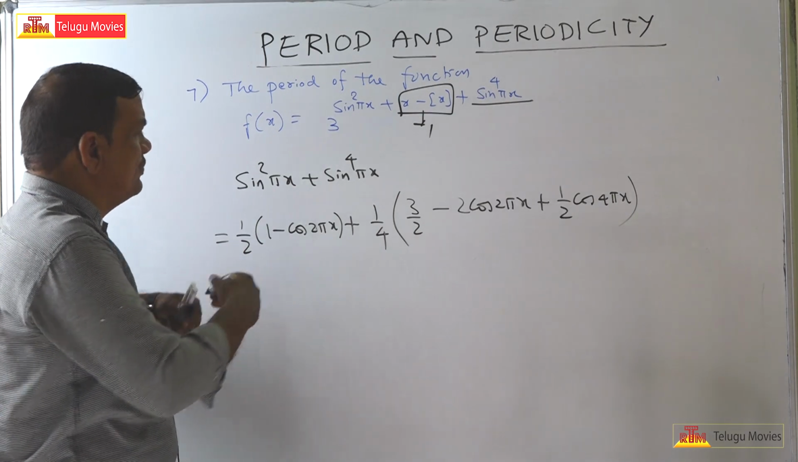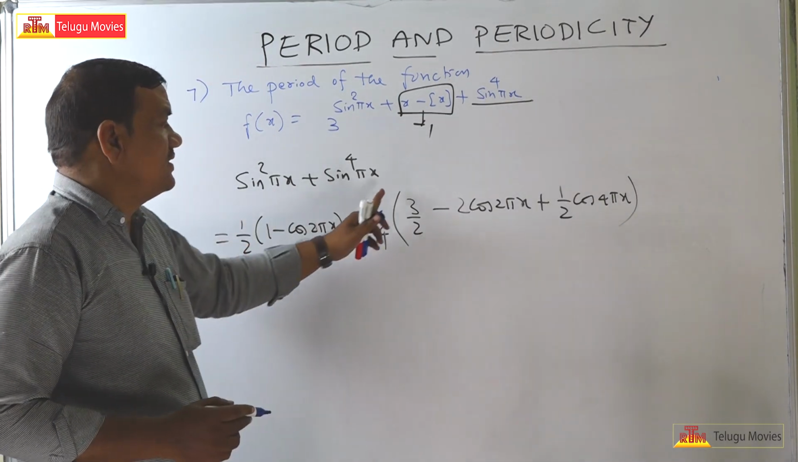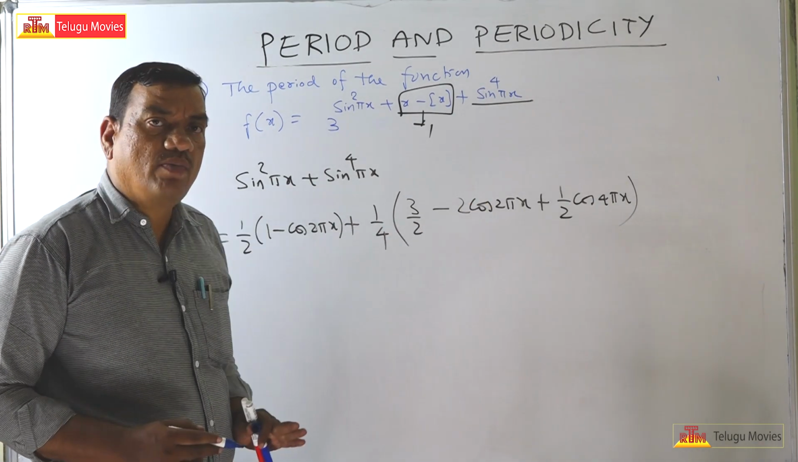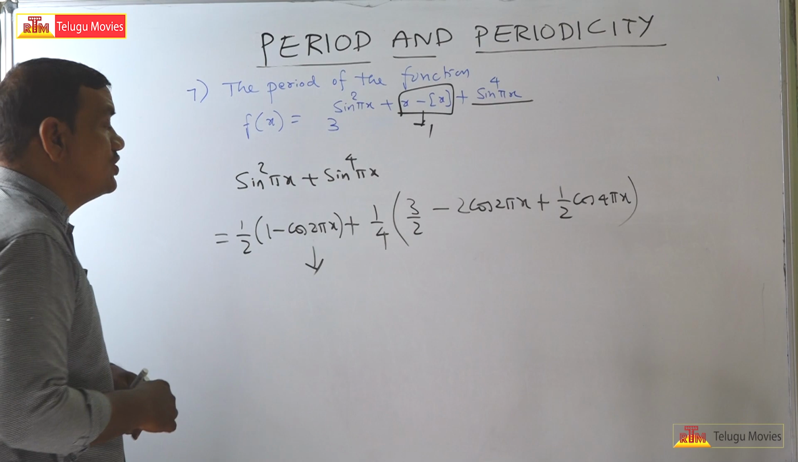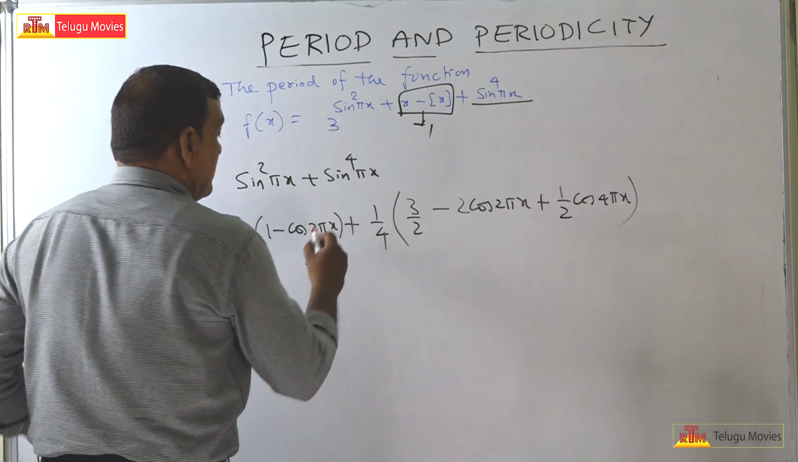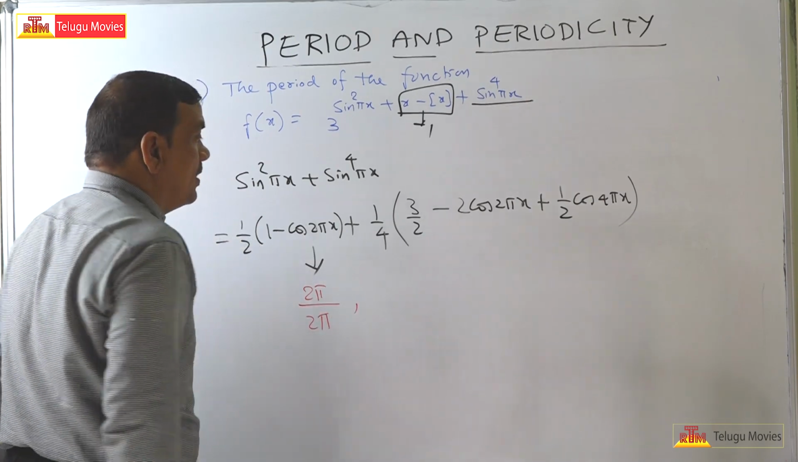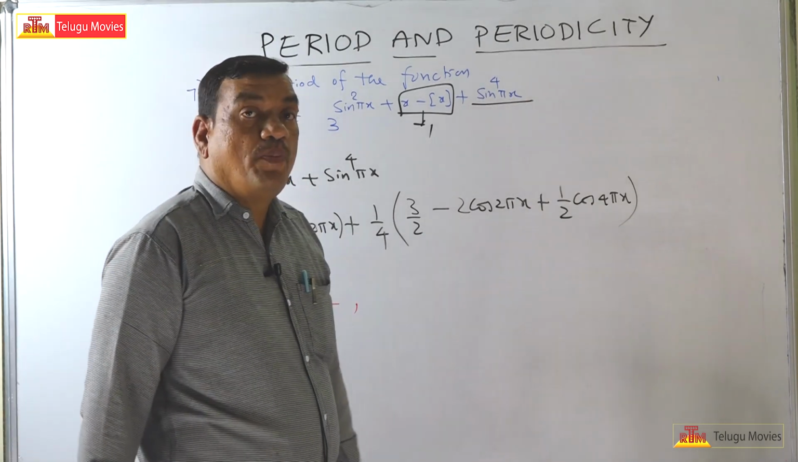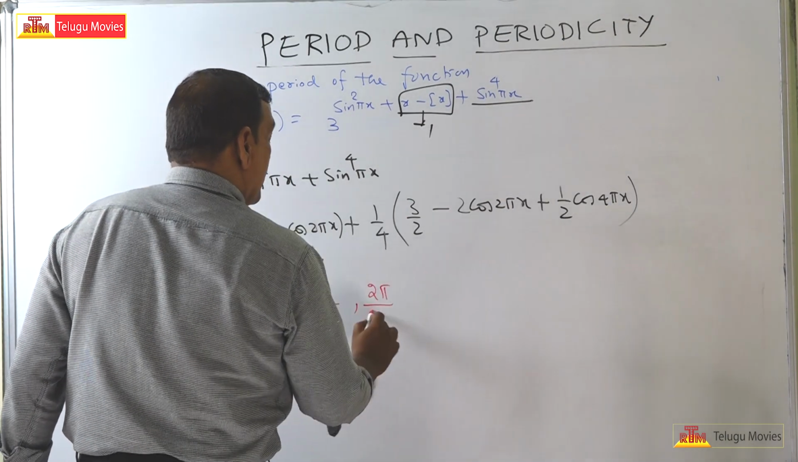If you simplify this, here you will get 1 by 2 plus 3 by 8, and so on, whatever it may be. Now what is the period of this cos 2 pi x? The period of cos x is 2 pi, so the period of cos 2 pi x is 2 pi by 2 pi.